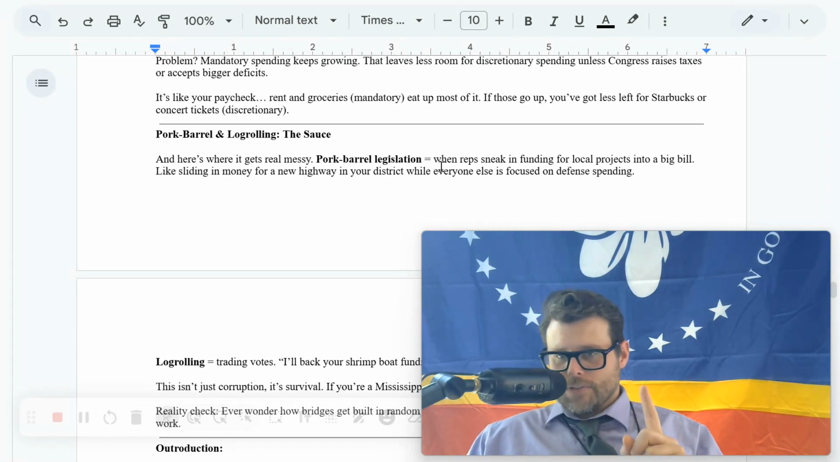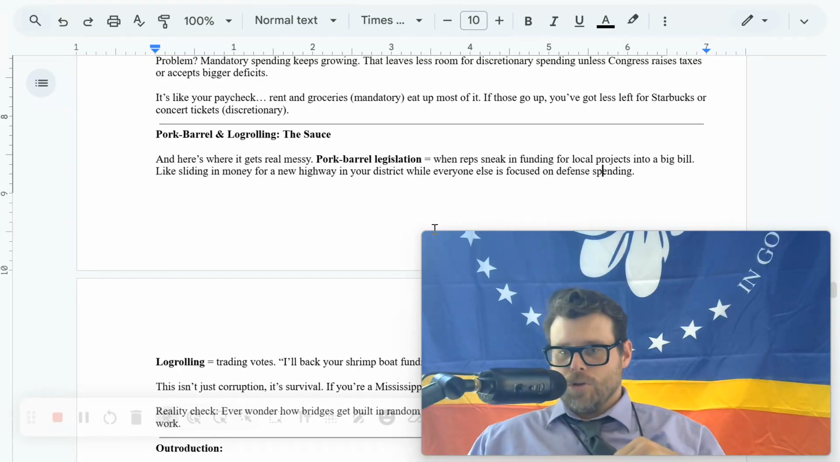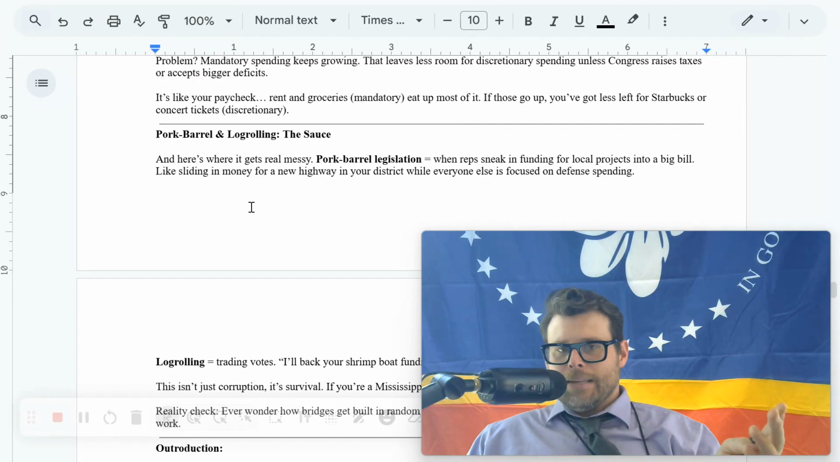That's when representatives sneak in funding, money, for local projects into a big bill. Like this summer's big, beautiful bill, there was pork barrel spending. Like sliding in money for a new highway in your district while everyone else is focused on defense spending, right?